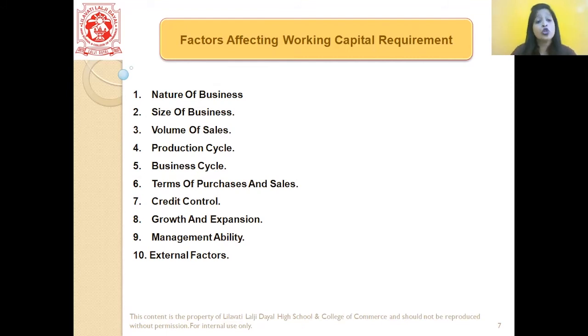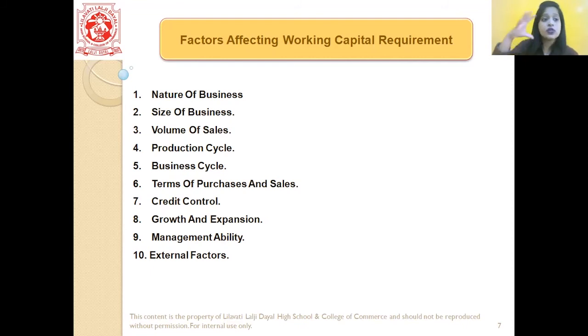Third, you have volume of sales. The volume of sales and the size of working capital are directly related to each other. If volume of sales increases, then there is an increase in the working capital as well. Next one, students, is production cycle. The process of converting raw material into finished goods is called production cycle. If the production cycle takes a little bit longer, that time working capital requirement will be more. Next, you have business cycle.